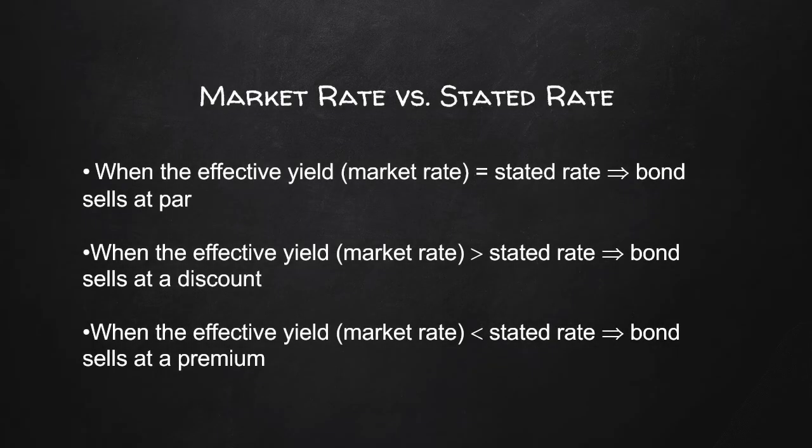So let's get to it. When the effective rate or the market rate equals the stated rate, the bond sells at par. When the effective rate or the market rate is greater than the stated rate, the bond sells at a discount. And when the effective rate is lower than the stated rate, the bond sells at a premium.